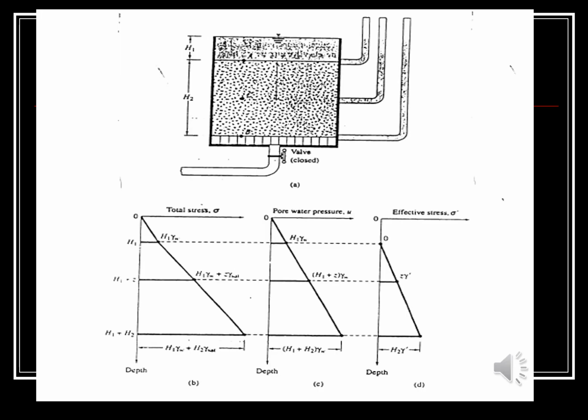Diagram shows the testing system. So this is the base. You can see the three classifications of soil. So we can write down the total stress, total water pressure, and the effective stress. Those things you can represent in this diagram.